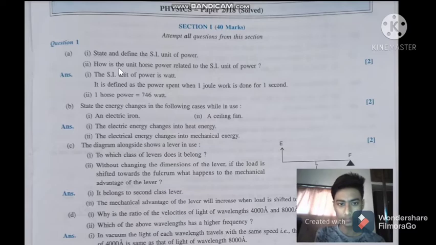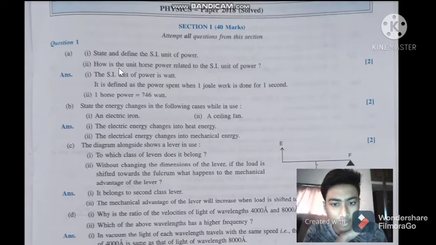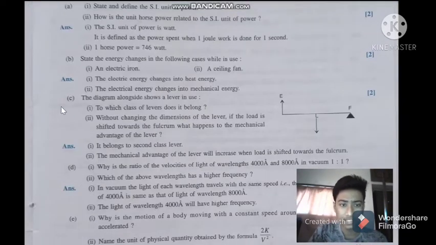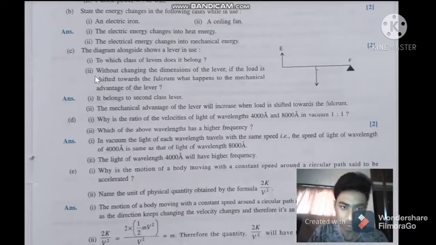That's your answer. Next, the question states: state the energy change in the following while in use: an electric iron and a ceiling fan. In case of an electric iron, the electrical energy changes into heat energy. Similarly, the electrical energy changes into mechanical energy for a ceiling fan. Next, this question we don't have because it belongs to lever, so please cross that.